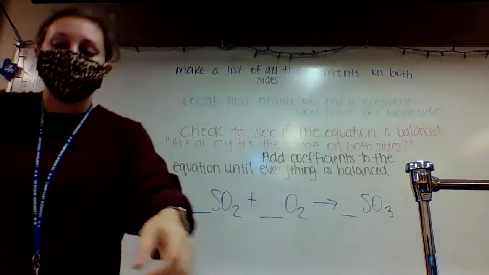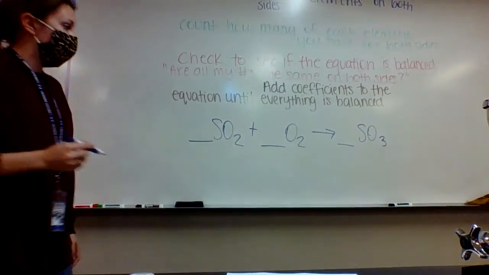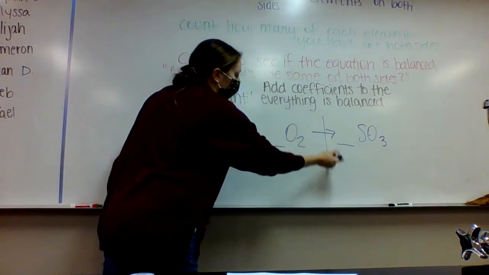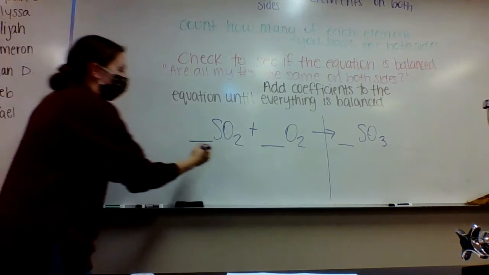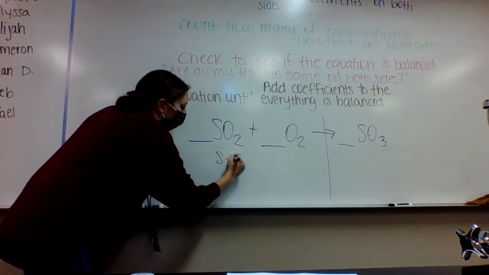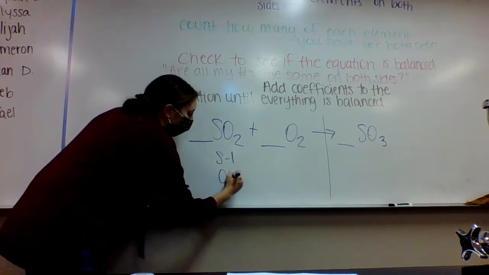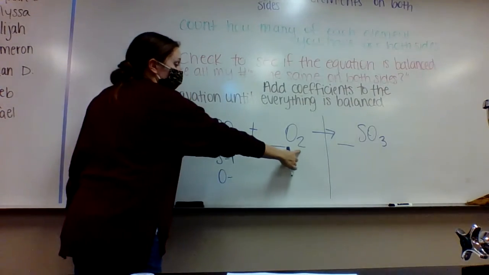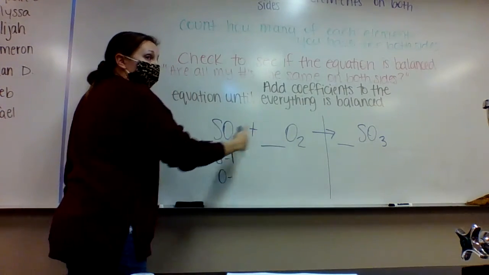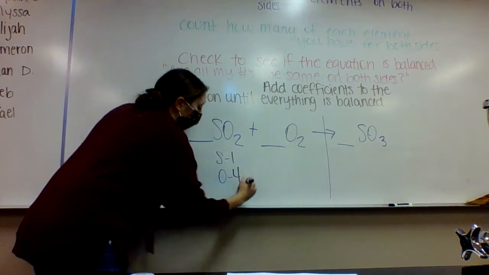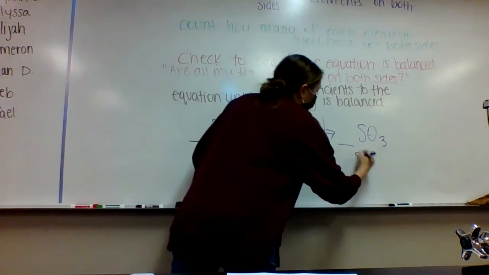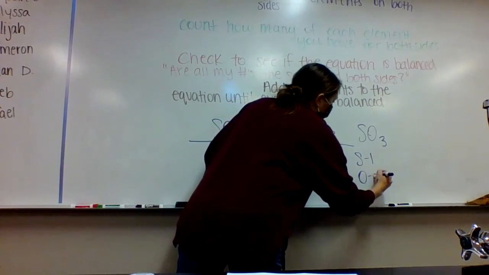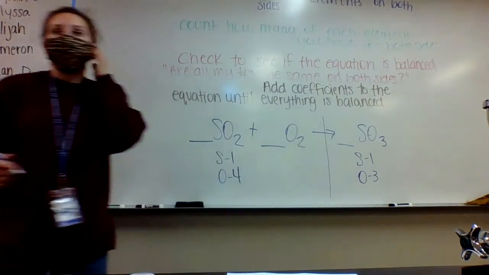To do this, I've got to take inventory first. So I'm going to draw a line through my arrow because that splits my sides. And I'm going to take inventory. How many S's do I have over here? 1. How many oxygens? 2 plus 2, so I have 4 total oxygen. Okay, I'm going to make the same list. I want my S to be on top just like over here. I have 1 S and 3 oxygen on my product side.